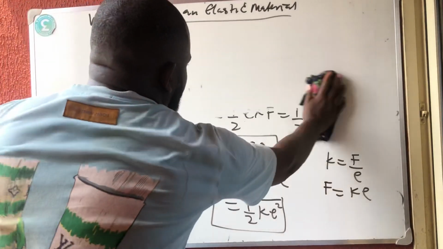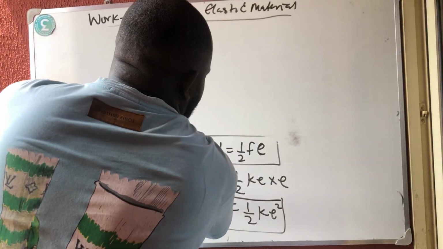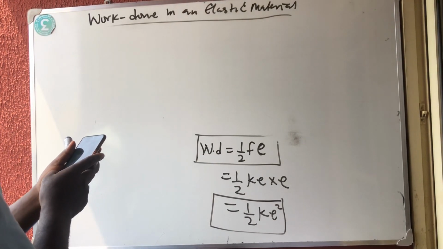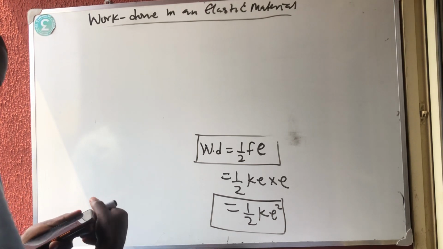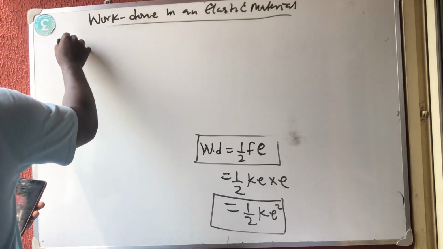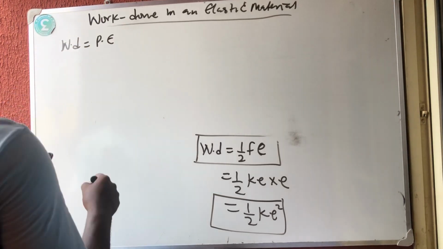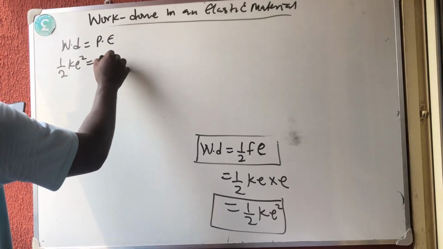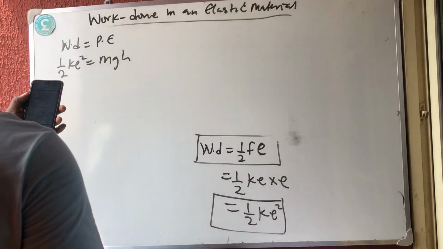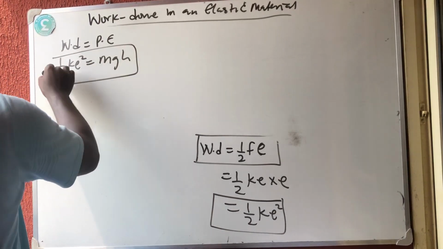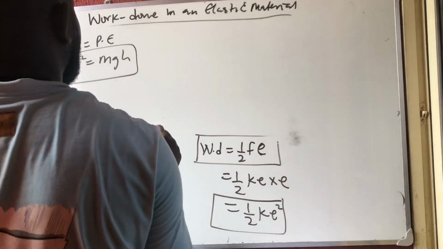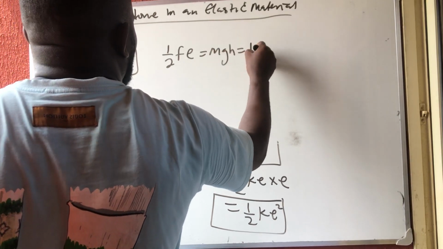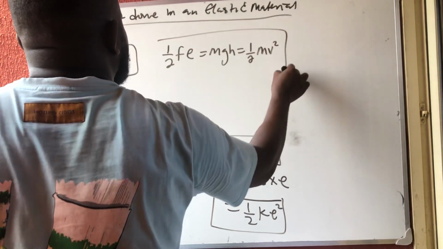If you cannot remember the 1 over 2 ke square, just get your F. Just know this one: work done is equal to 1 over 2 Fe. But we still know that work done is equal to potential energy. Work done, 1 over 2 ke square, is equal to potential energy, which is mgh. So this is another good formula. It will help us to get height and so many things. Or we can say 1 over 2 Fe is equal to mgh, which is equal to 1 over 2 mv squared. All these things are the same thing. They will help.